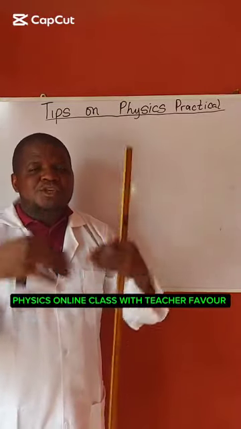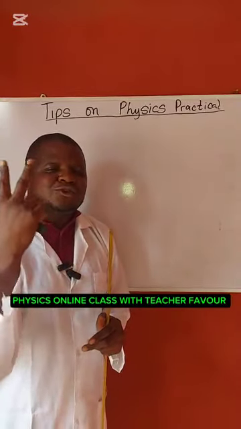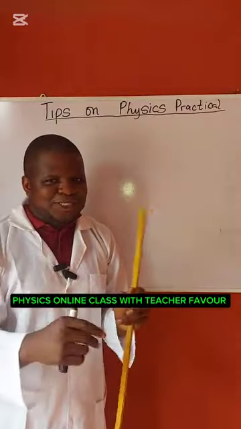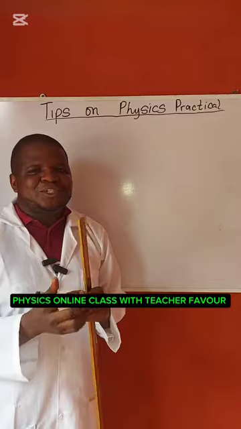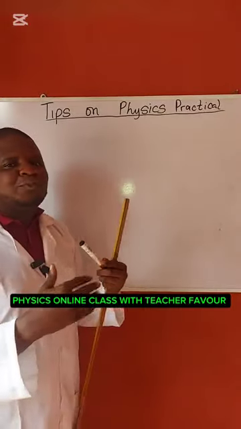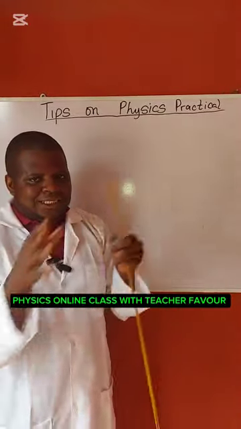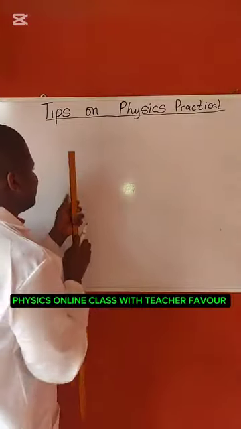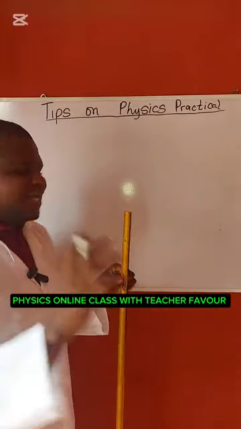If you're writing WAEC, you must plot at least 2 graphs. You cannot run away from it. So follow me, let me teach you the tips. First of all, you'll be asked to plot a graph of this against this. Let's assume that you're asked to plot a graph of M against T.